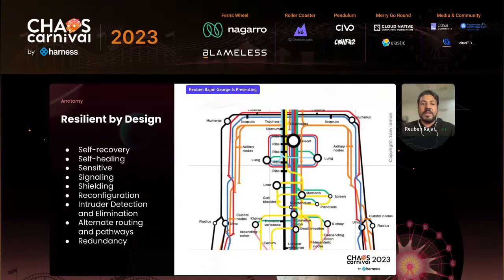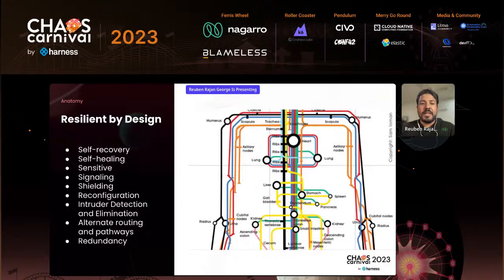Another one is protective measures like shielding, intruder detection, and elimination. So bones protecting the weaker organs, the immune system shielding against failures from neighboring systems, mucus trapping foreign materials like a firewall. And another one is self-reconfiguration. Basically the brain rearranges itself after a trauma, rerouting messages and even functions, creating alternate pathways. So these are some design patterns which come to my mind quickly.